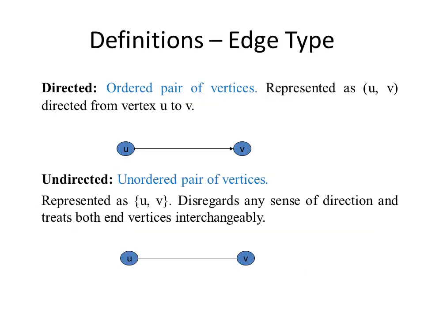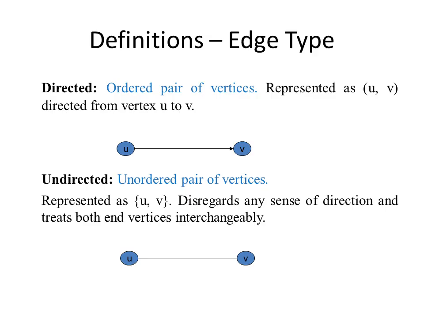Definitions of some types of graph. First one is directed, which is also known as an ordered pair of vertices. Ordered in the sense of having an order, a route from the first vertex to the other, or vice versa. We can simply say it is represented as U and V. In this diagram, from U we start to travel along a directed edge to V. So the edge is directed from U to V.